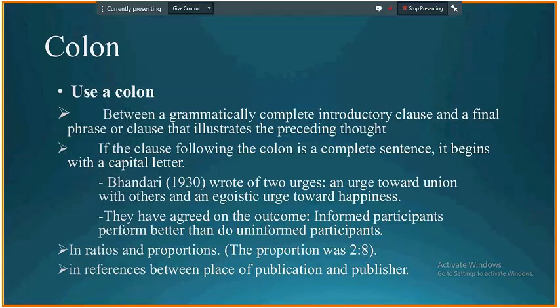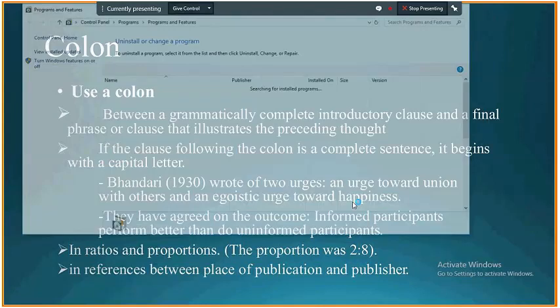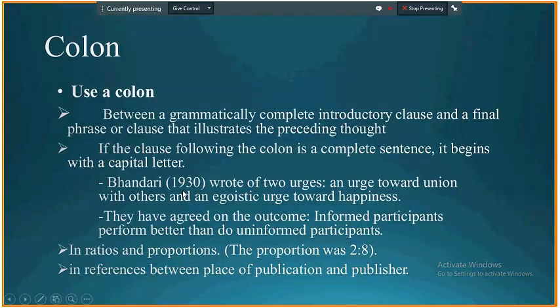In here not complete, so this colon. After the colon, it argues toward union with others, and egoistic argues toward happiness. After the colon here, it argues toward the union with others, and egoistic argues toward the happiness. This helps the meaning of the previous clause.